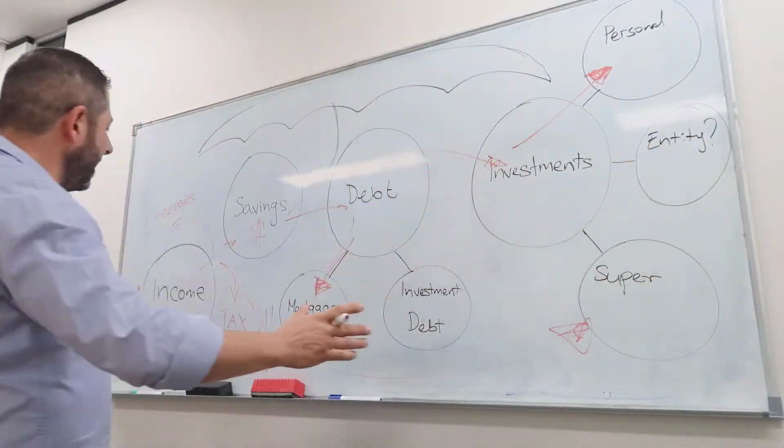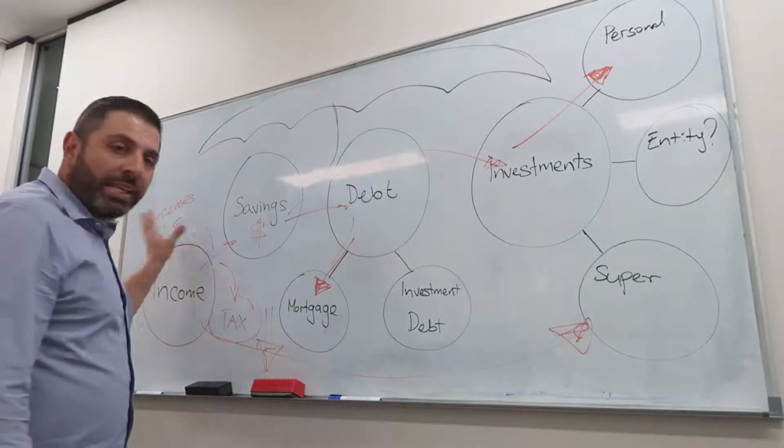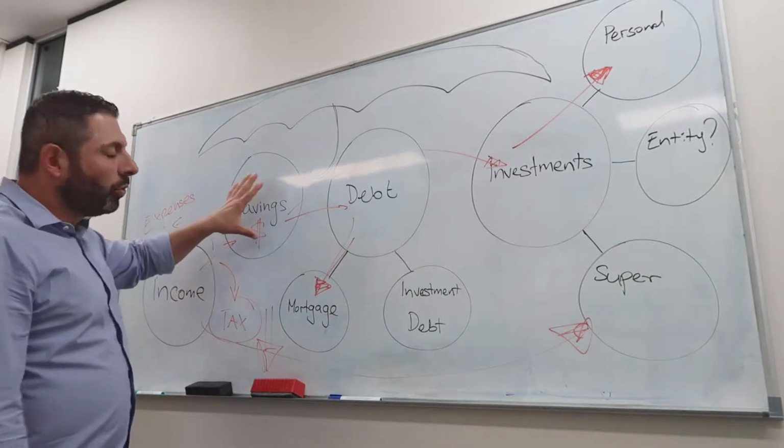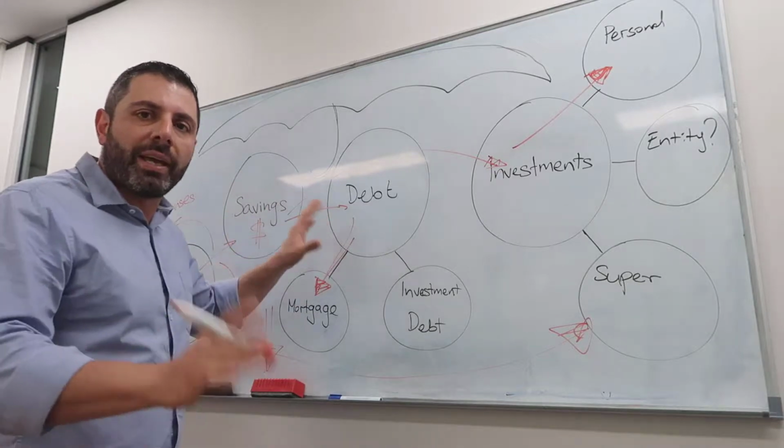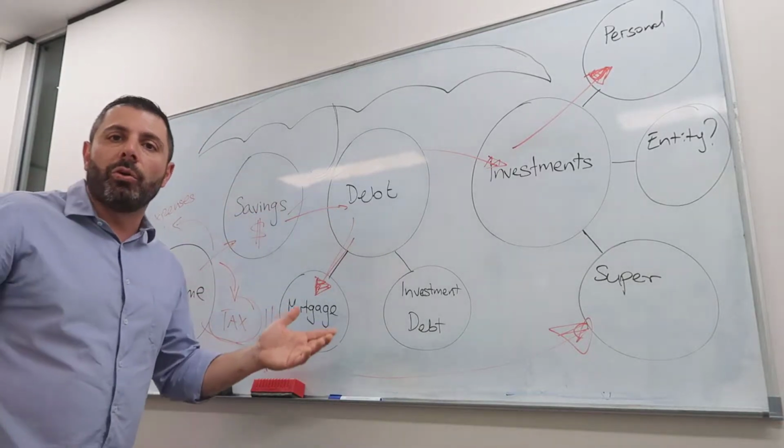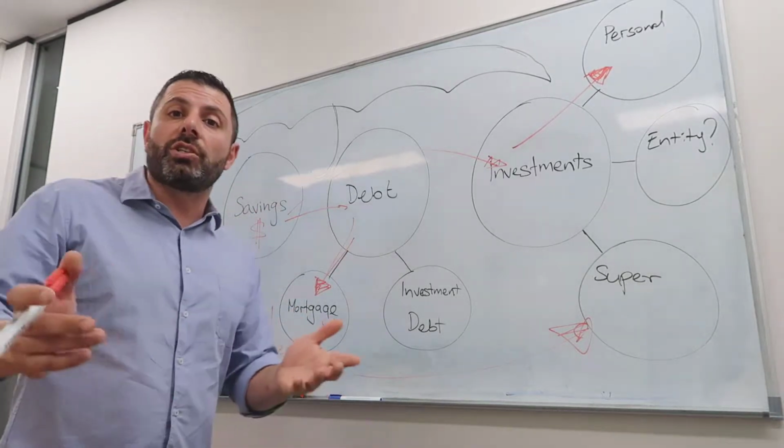So there we've got our wealth plan. We've got our income, we reduce our leakages, being tax and expenditure, we build up some savings, so we've got some available cash for rainy days or particular expenses in the short term, such as holidays.